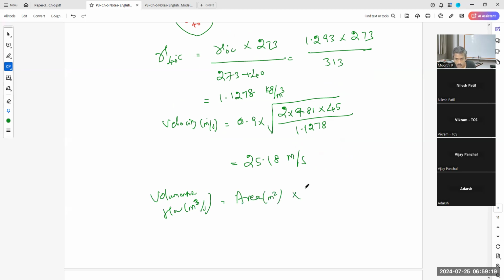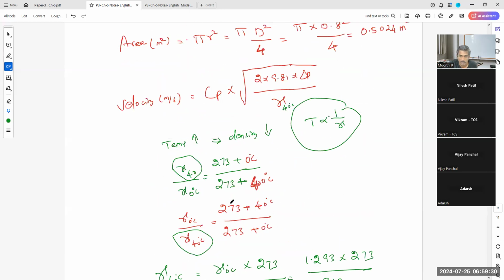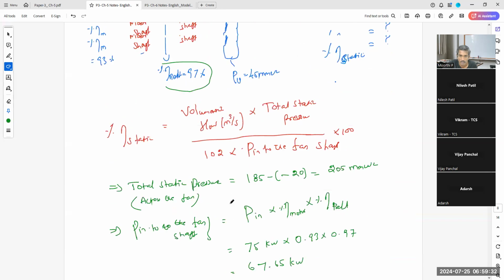Area into velocity. I am writing each time, but you have to remember this variable. You don't need to write it each time. Understand? Okay, area, how much area? What is the area value?